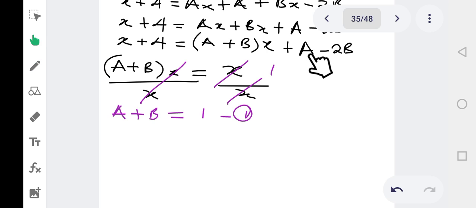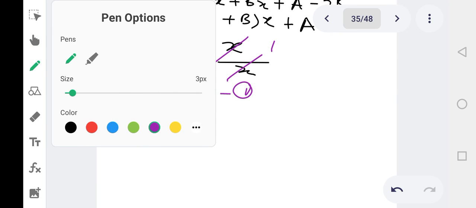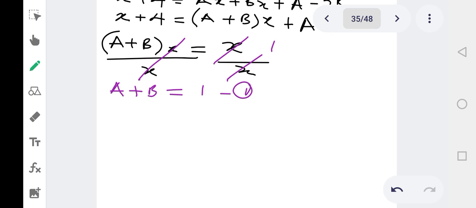What's the second equation? We said we remained with something that doesn't have x. a minus 2b is equal to 4. That one we equate it as well. That one will say a minus 2b is equal to 4. So this is our second equation. So now what do we do? We solve these equations simultaneously.